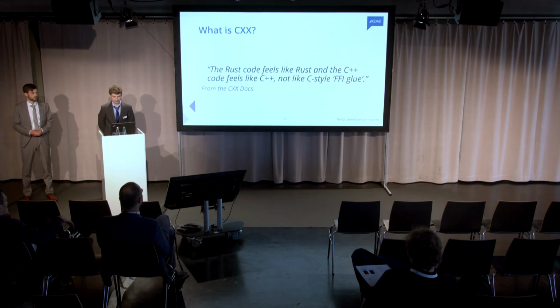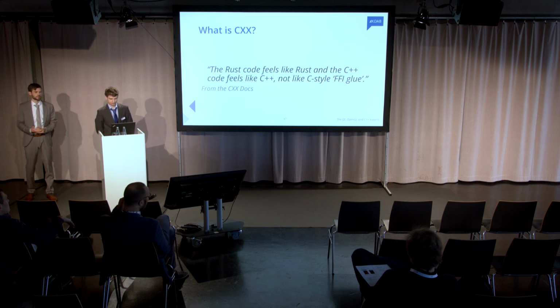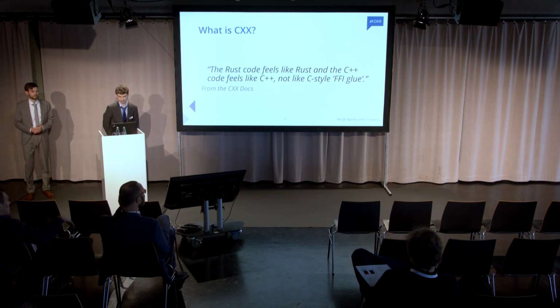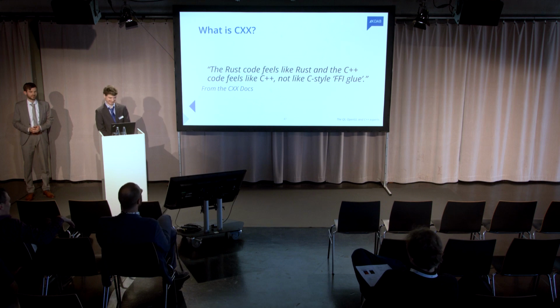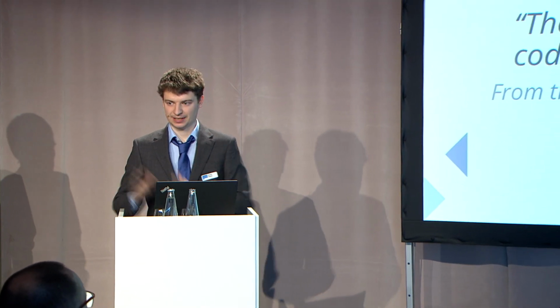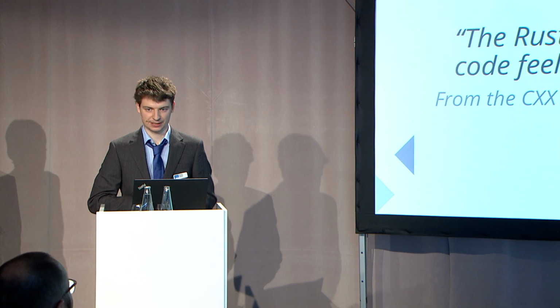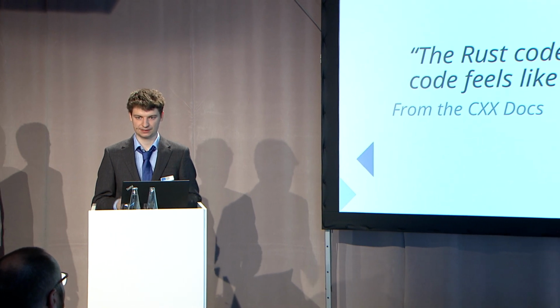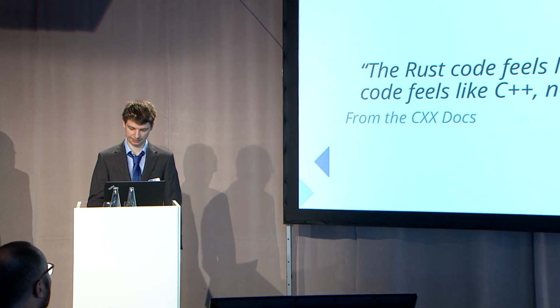So what is CXX? It makes the Rust code feel like Rust and the C++ feel like C++. Basically means we keep it idiomatic on both sides. We don't have just direct bindings where, being in another language, it just feels like the original language. We want it to feel native for the language we're writing in.